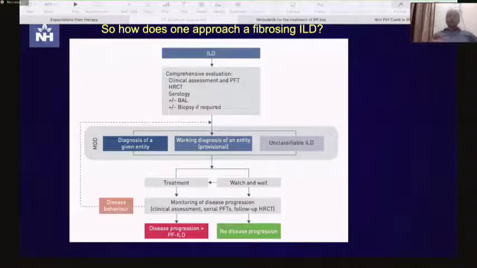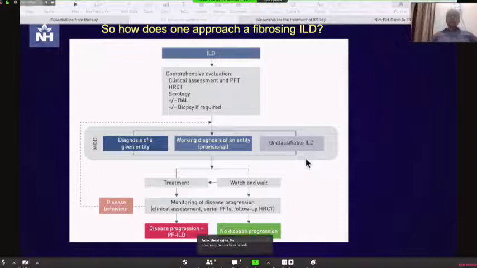So the last part of my talk, how does one approach a fibrosing ILD? This is a paper by Vincent Cottin, whom you all know is one of the leaders in the field of ILD. He says you start with a comprehensive evaluation. Then you can try and come to a working diagnosis or a very definite diagnosis, or even after a multidisciplinary discussion, you may still end up calling it an unclassifiable ILD if you're fairly strict about how you apply these criteria. Now you have two choices.